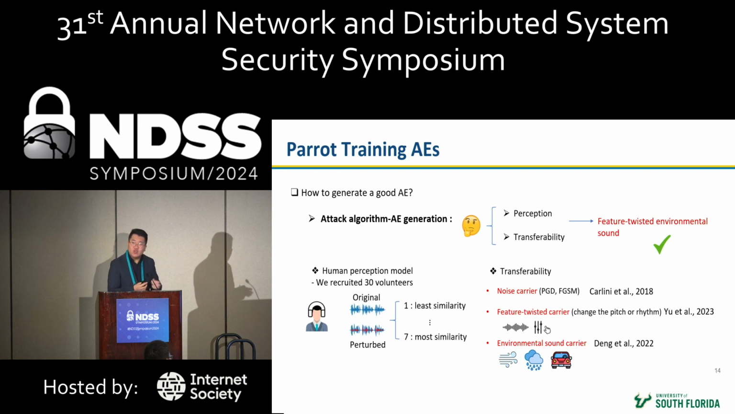You mean how to evaluate different carriers? Yes. Oh, okay. So we define a TPR metric, where we use the transferability over the degraded human perception score. If a good carrier can achieve a good perception with a high transferability, the TPR will be very high. Okay, thank you.